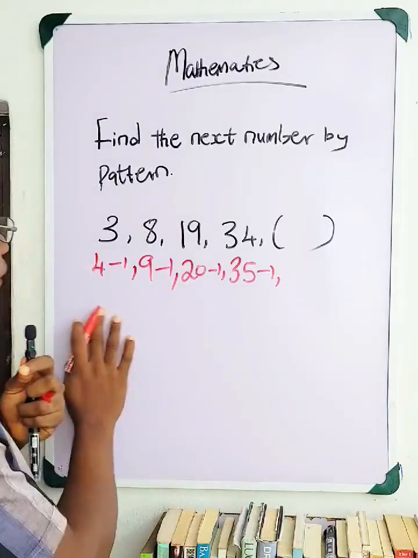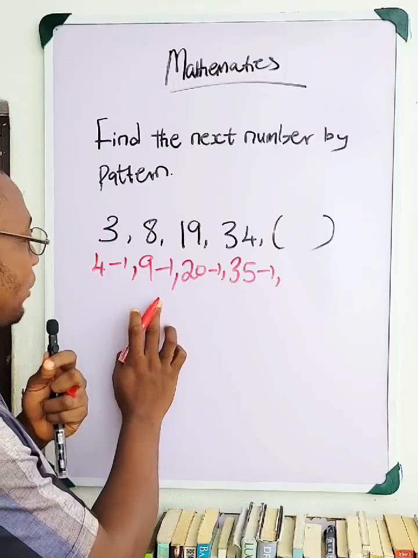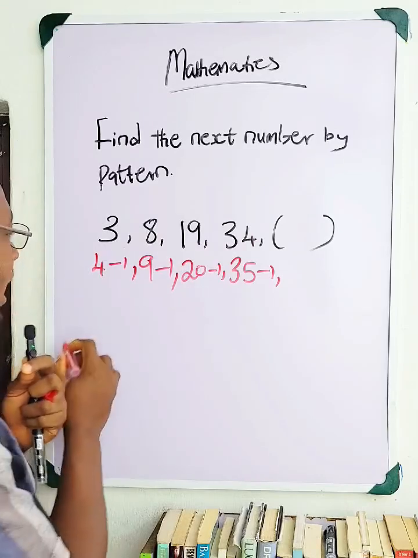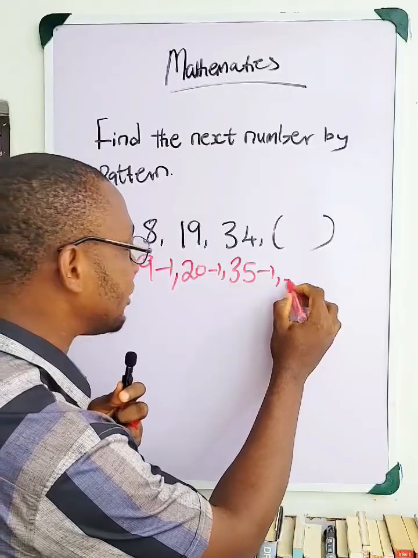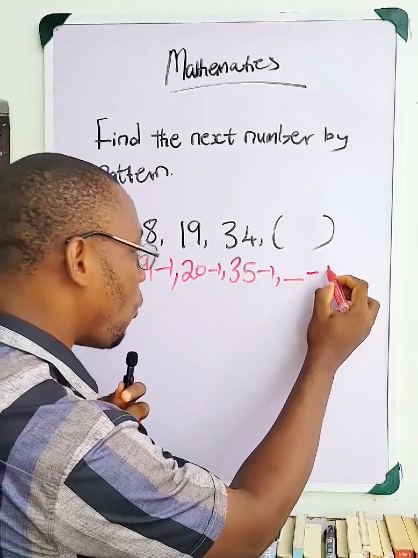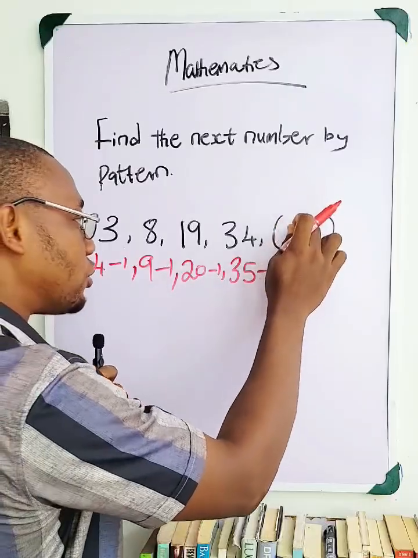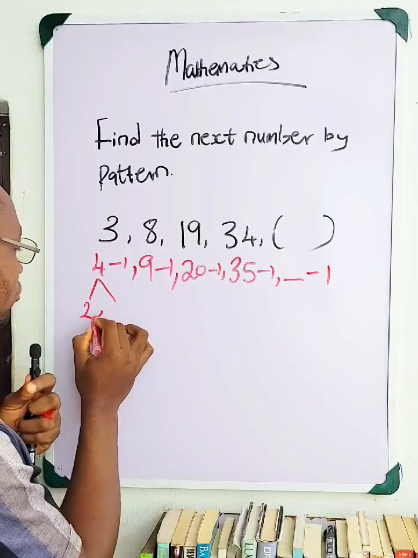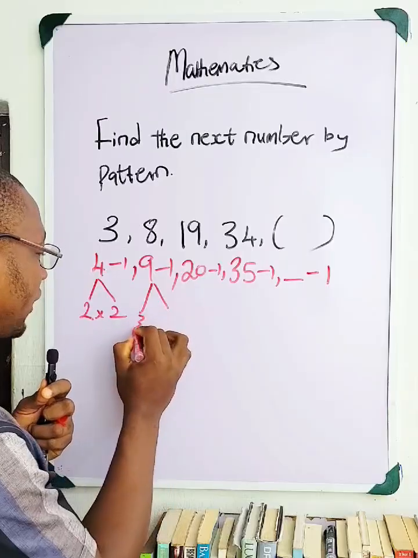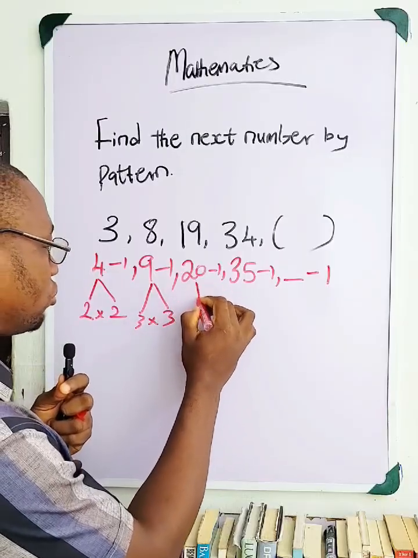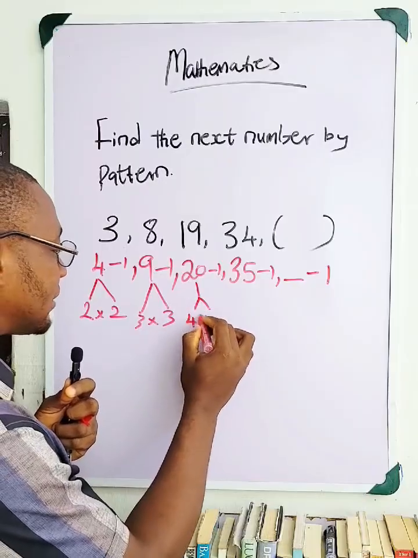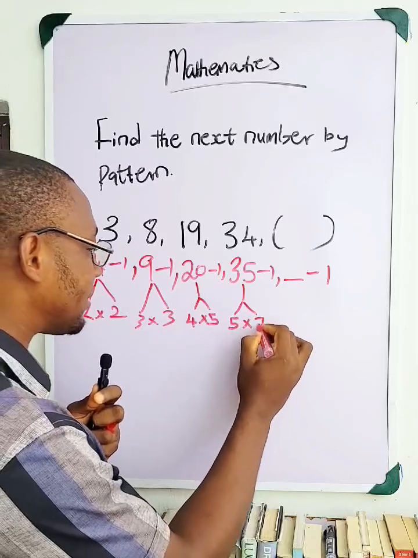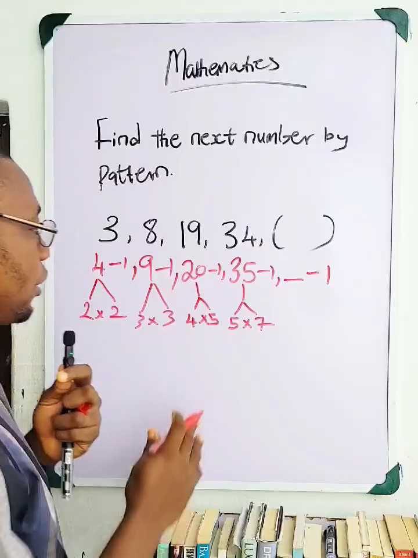Now, if you look at 4 minus 1, 9 minus 1, 20 minus 1, 35 minus 1, what are we going to do with this? Now, let us also say a certain number here minus 1 should be able to give us what is here. Now, you can further break this down to 2 times 2, right? Break this to 3 times 3. Break this to 4 times 5. And we break this 35 to 5 times 7. Are you following? All right.